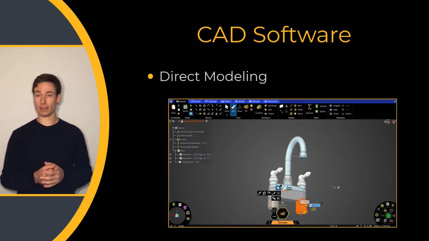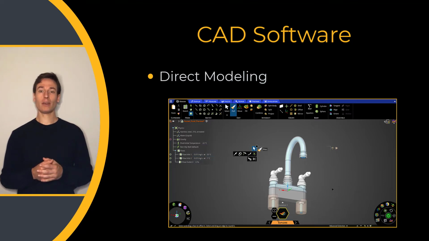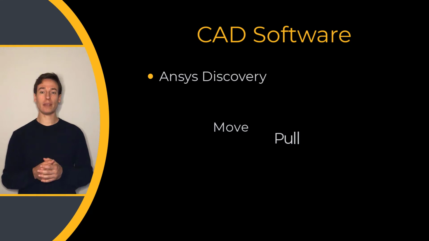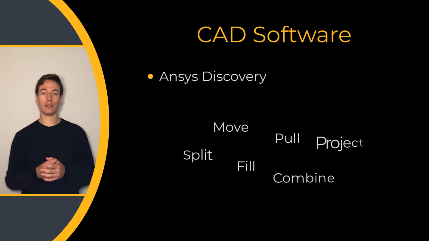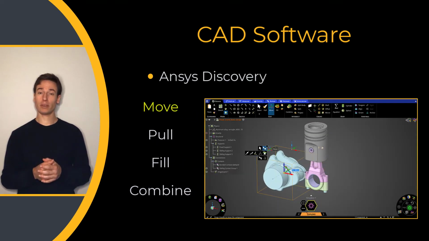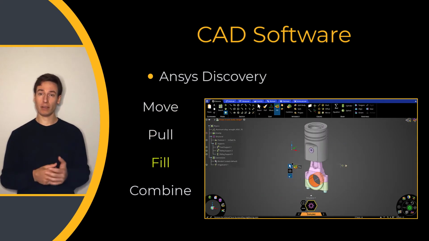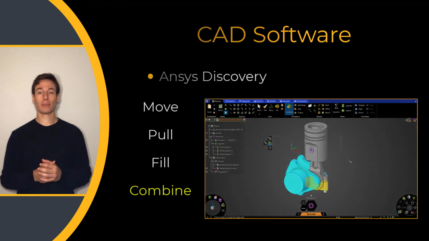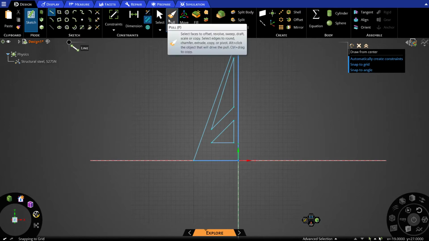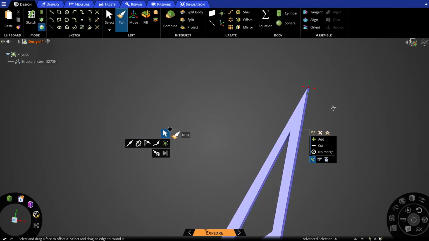Modern CAD software, such as Ansys Discovery, has many powerful tools that allow the user to intuitively design their model. The major tools include Move, Pull, Fill, and Combine. As you can see here, you can quickly build a model from scratch with the power of modern CAD software.